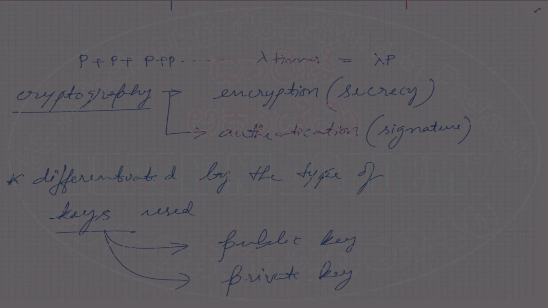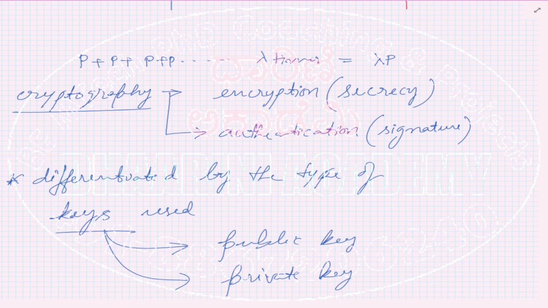So anyway, later on I just introduced the word cryptography. It is applied in two different ways. One is encryption, which is just for maintaining secrecy. Only the sender and the receiver should know what is inside. That's the secrecy. And the second one is authentication, saying that yes, I am the one who is sending this.